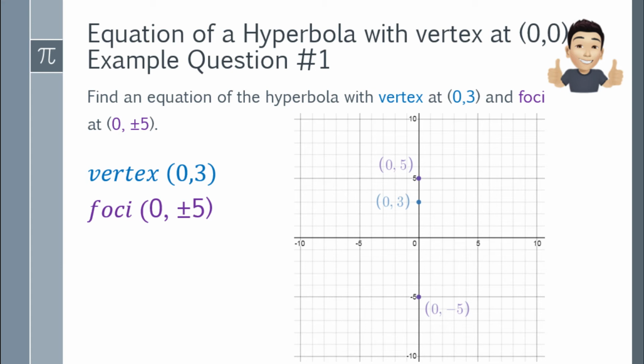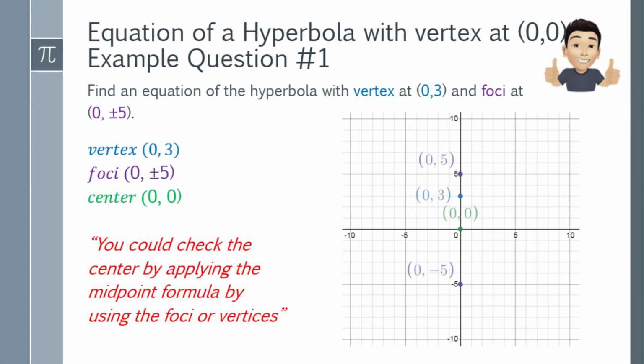Next one, paano natin makukuha yung center? Again, you could check the center by applying the midpoint formula by using the foci or vertices. So, kung gusto mo makuha yung center, yung gamitin mo yung foci. So, may (0, 5) ka. Tapos yung sa kabila naman, that's (0, -5).